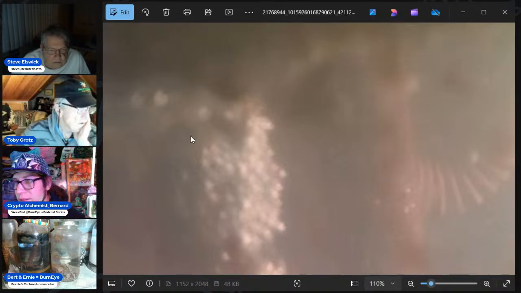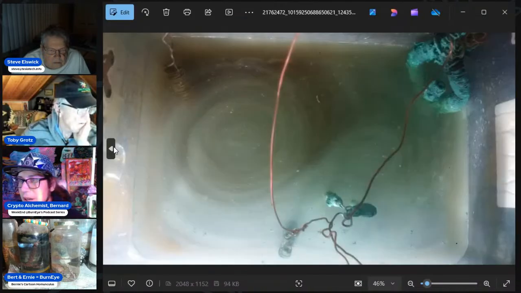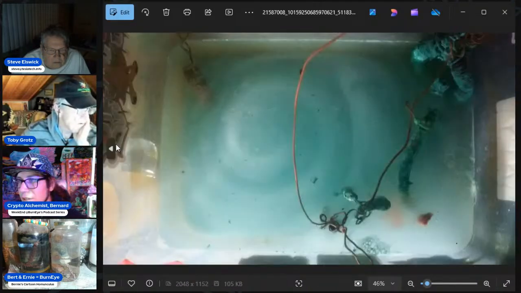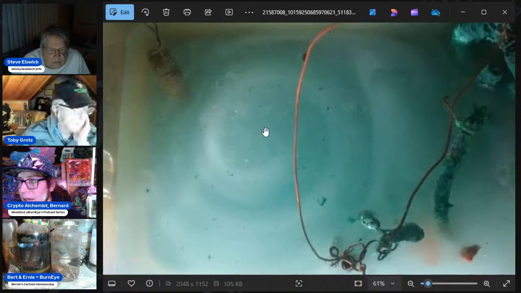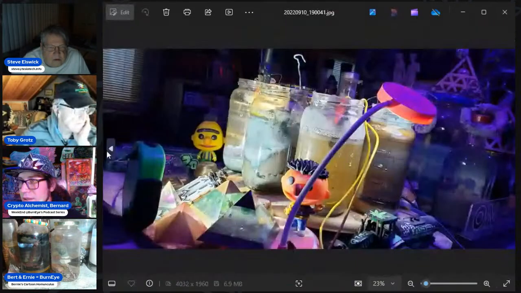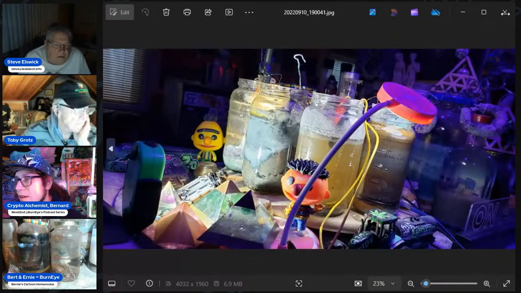All right, on to what else do we have to show? Some more of the self-organization. Here's another one, and it always does the spiraling. There's more photos, more examples.